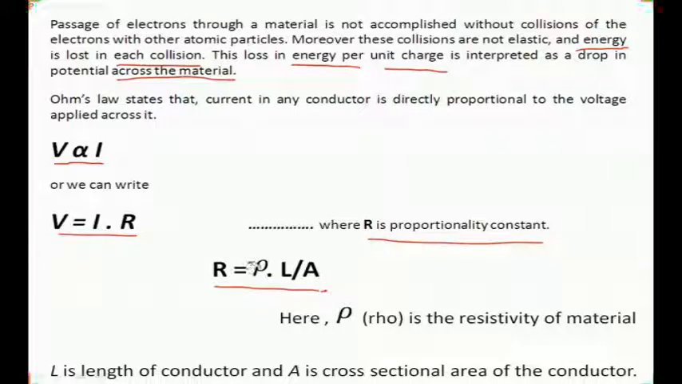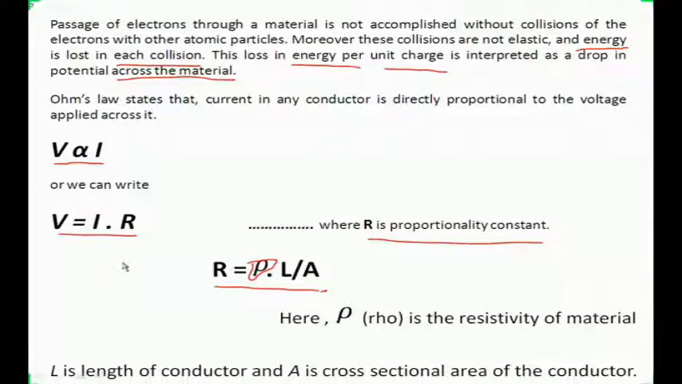So now this rho is a new term for you. It is a Greek alphabet, and rho is the resistivity of the material. It has nothing to do with the shape and size of the wire. It is the characteristic of the material. So very important to note that it is the characteristic of a material. It does not change with shape and size.